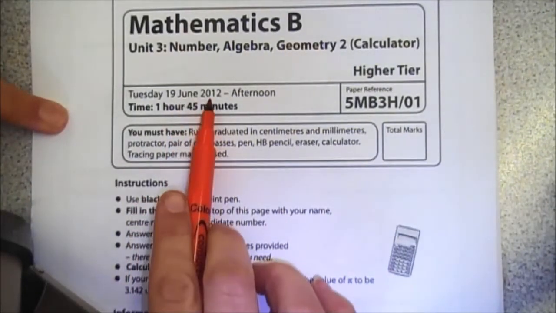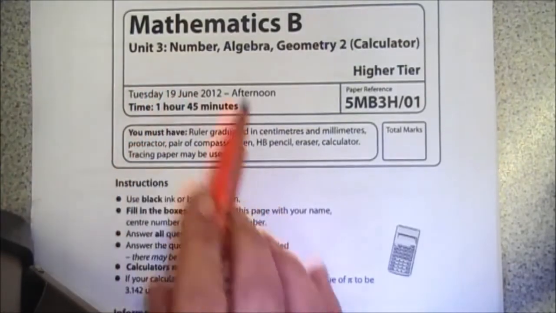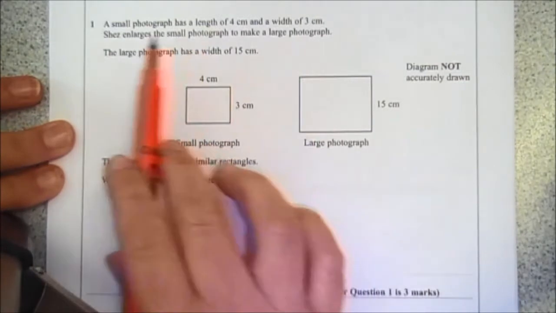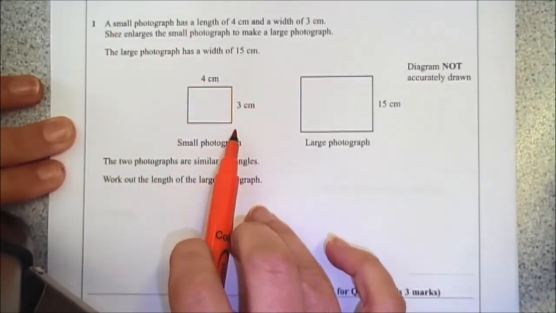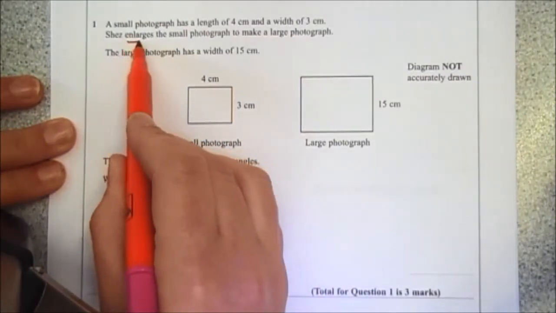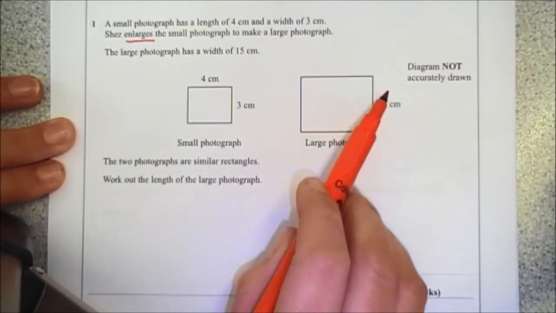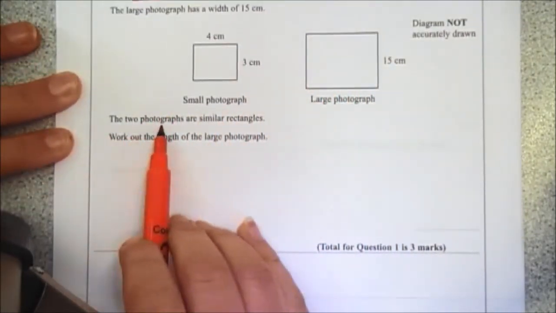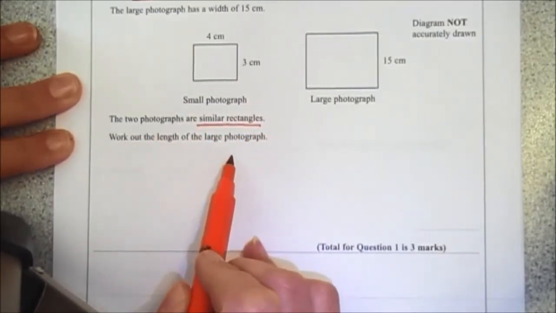This is the June 2012 modular paper, Unit 3, and you can use a calculator with this. Question 1 is a similar shapes question. A small photograph has a length of 4 centimetres and a width of 3 centimetres. She enlarges the small photograph to make a large photograph. The large photograph has a width of 15 centimetres. The two photographs are similar rectangles. Work out the length of the larger photograph.